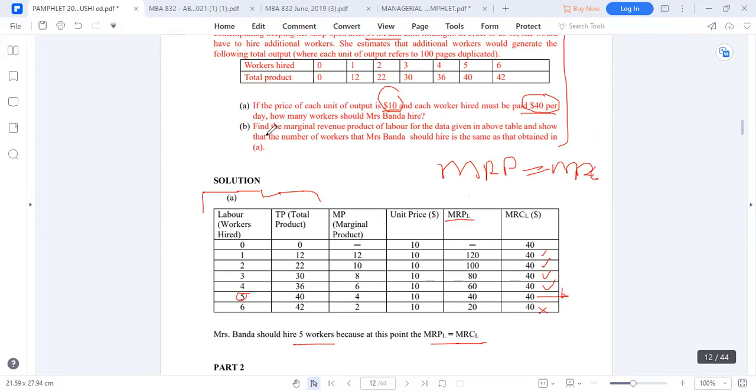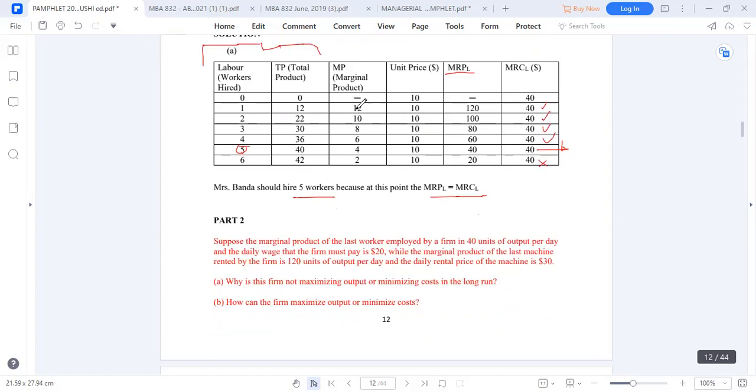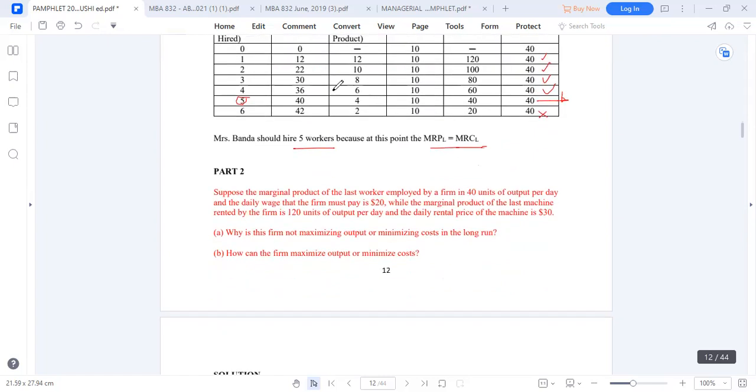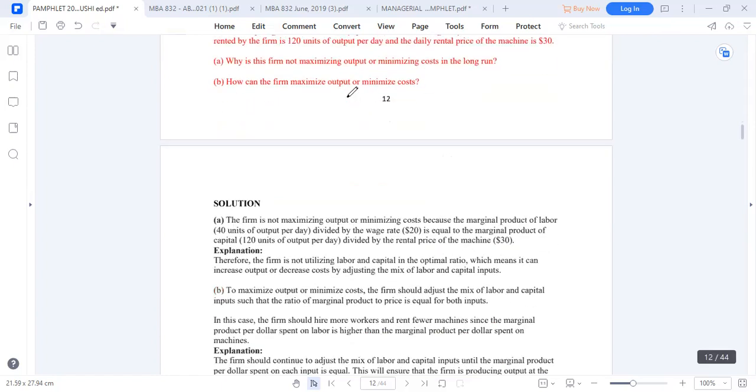So find the marginal revenue product of the labor for the data above and show the number of workers that Mrs. Banda should hire obtained above in A. So we have done that already in the table. Okay. So this part 2.